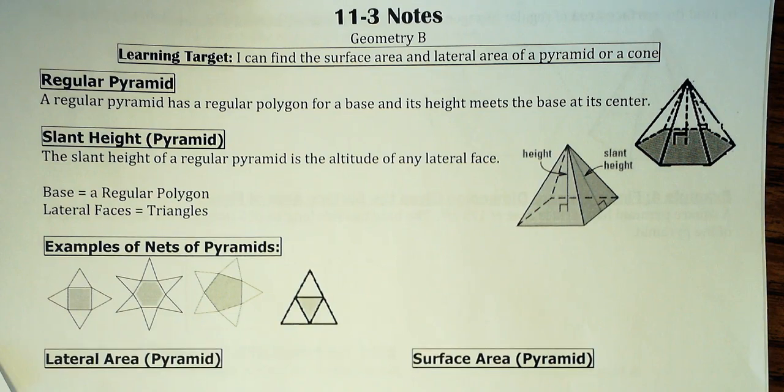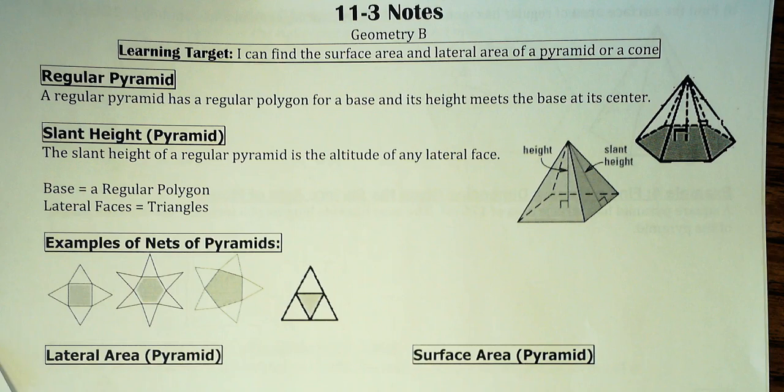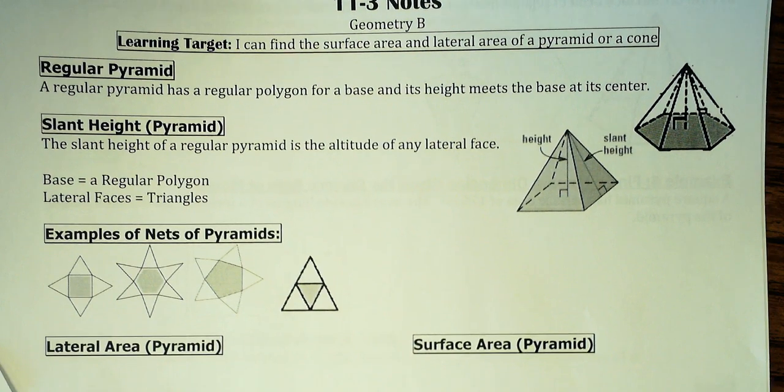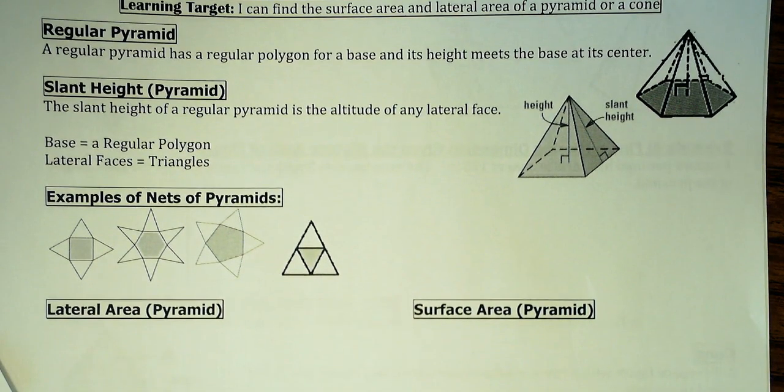Regular pyramid just means that the base is going to be a regular polygon. Regular polygon means all the sides are the same and all the angles are congruent. And when you have a pyramid, you just have one base, and then the lateral faces are, as you see in the picture here, triangles, and they fold up to a point that's called the vertex.